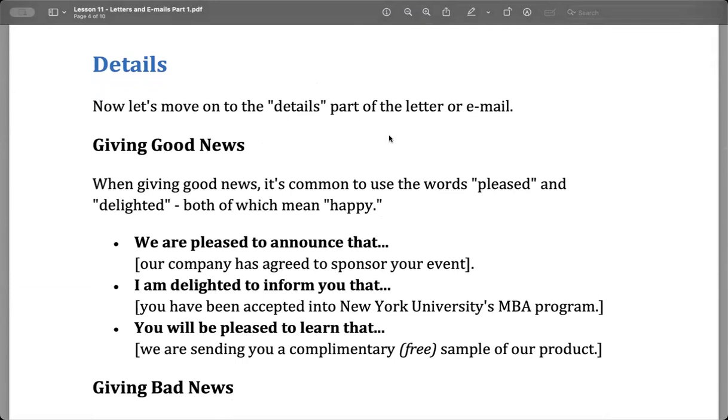Now let's move on to the details part of the letter or email. Giving good news. When giving good news, it's common to use the words pleased and delighted, both of which mean happy. We are pleased to announce that our company has agreed to sponsor your event. I'm delighted to inform you that you have been accepted into New York University's MBA program. You will be pleased to learn that we are sending you a complimentary free sample of our product.